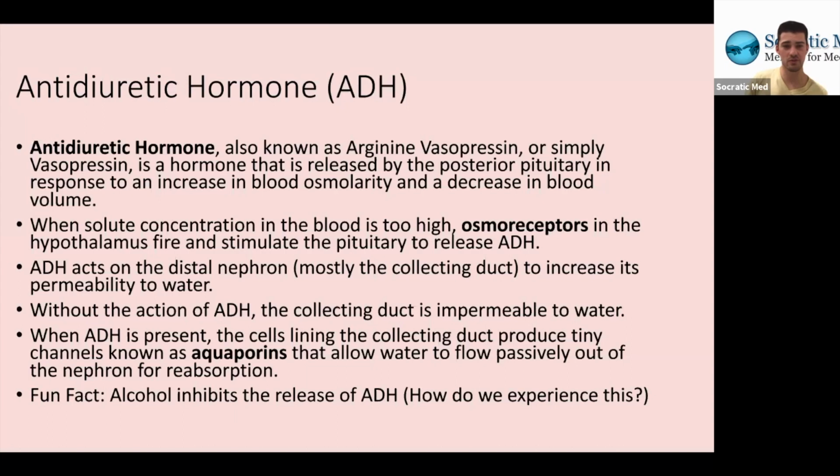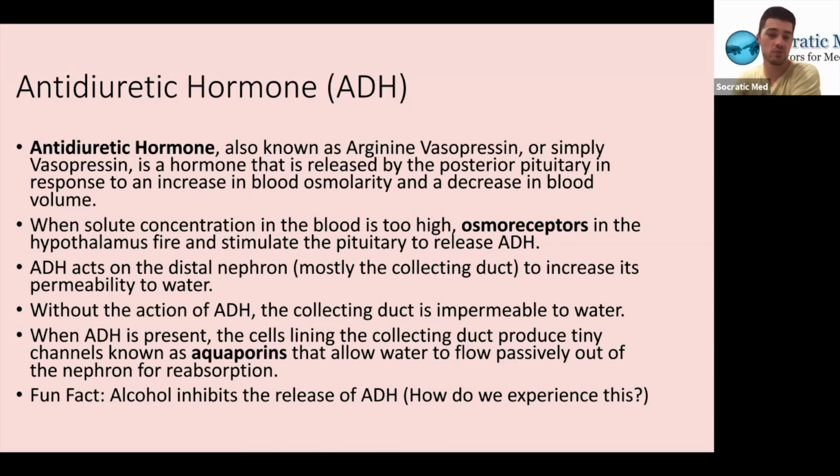Pretty self-explanatory. When the solute concentration in the blood is too high, there are osmoreceptors in the hypothalamus that fire and stimulate the pituitary to release antidiuretic hormone. So the hypothalamus is the solute control center of the body, and that's pretty much what mediates the release of ADH. So ADH next acts on the distal nephron, mostly on the collecting duct, like we were talking about a little bit before, to increase its permeability to water.